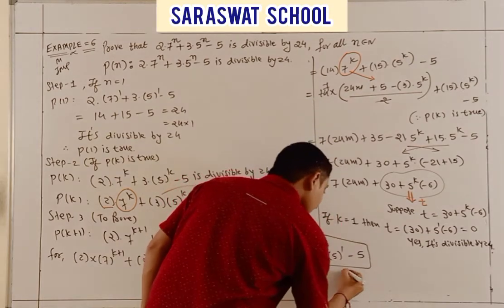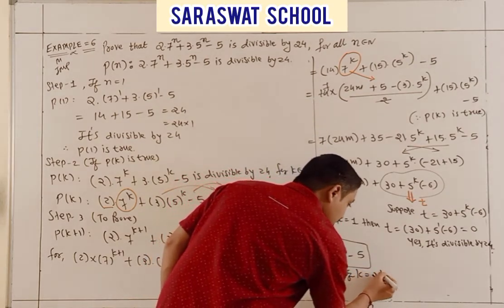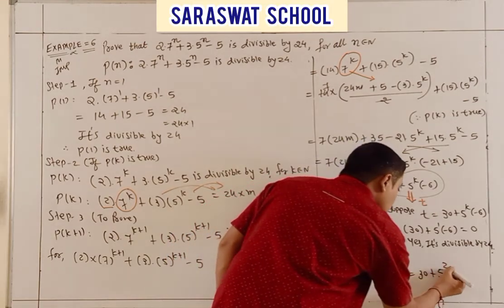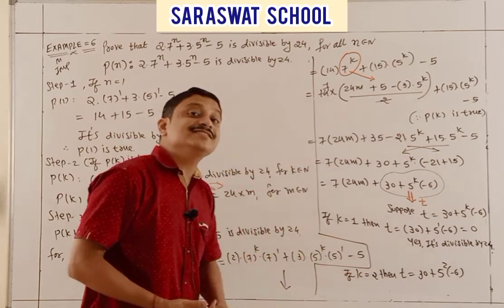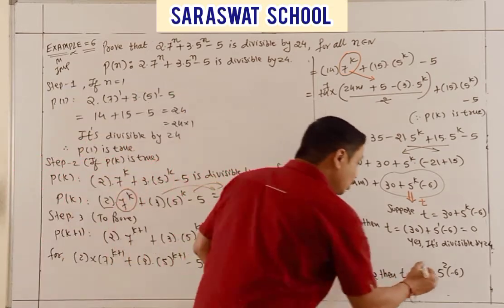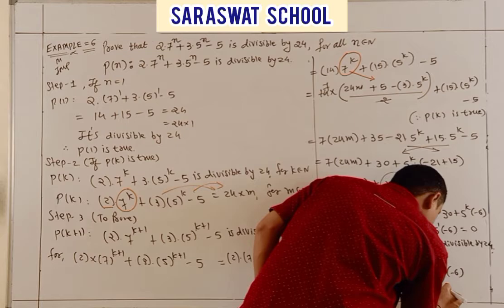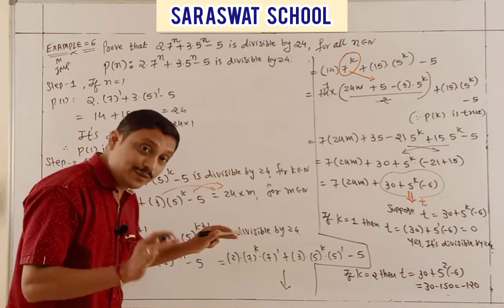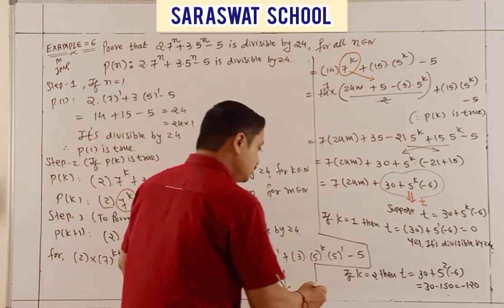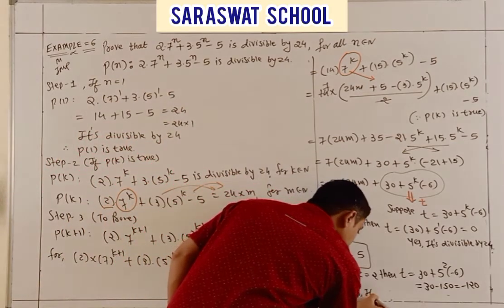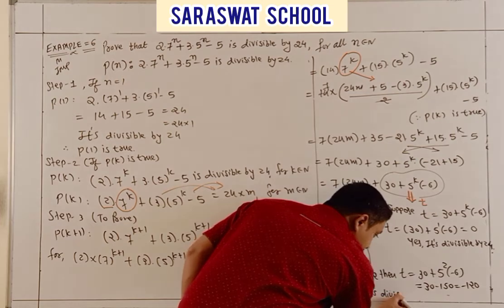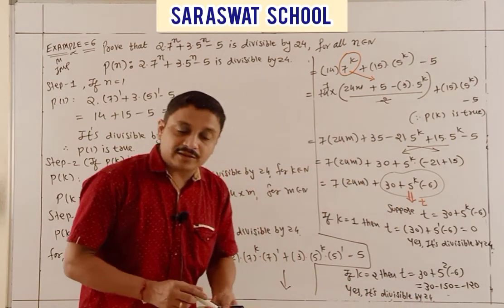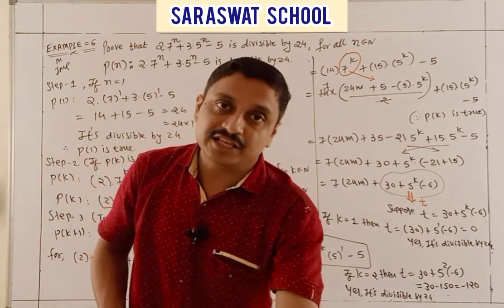One more explaining. If k equals 2, then what is T? 30 plus 5 raised to 2 minus 6. 25 6s are 150. So 30 minus 150 gets minus 120. Check, this 120 is divisible by 24. Yes, again it is divisible by 24. If you take k equal to 3, then also it is divisible after that calculation.